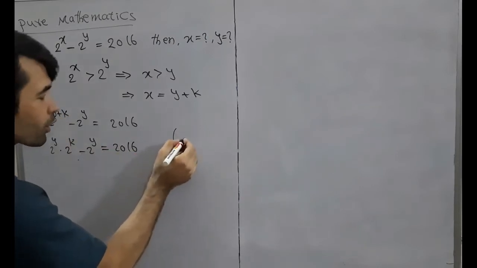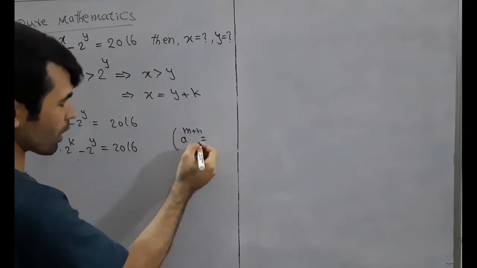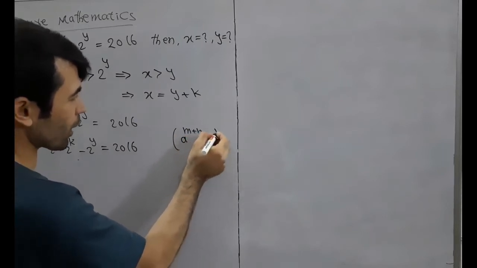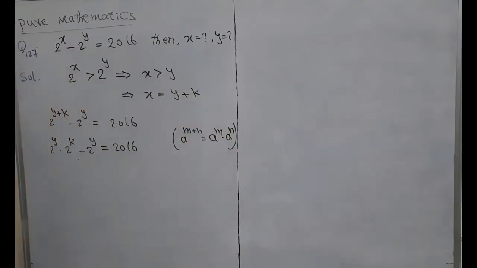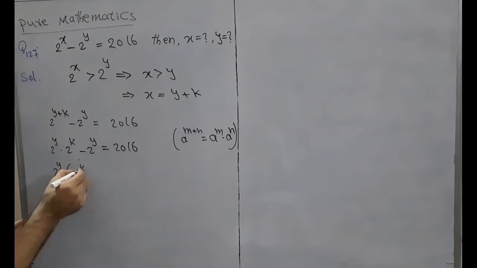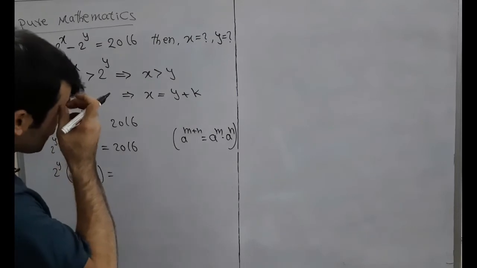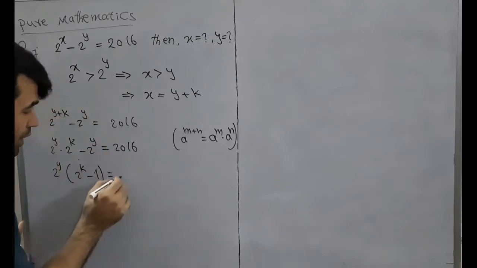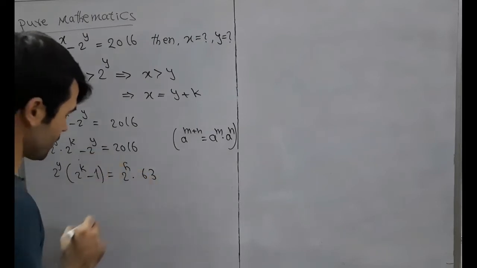We have a rule in power: a to the power m plus n is a to the power m into a to the power n. Those who do not know, it is the rule of power. We take a factor, 2 to the power y into 2 to the power k minus 1. It is equal to, we factorize 2016, 2 to the power 5 into 63.